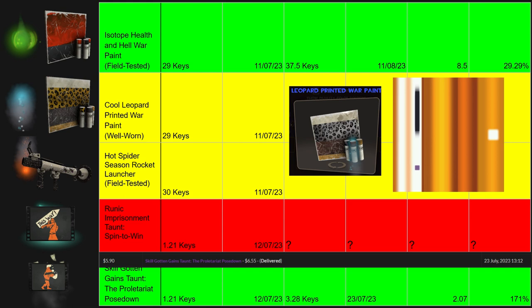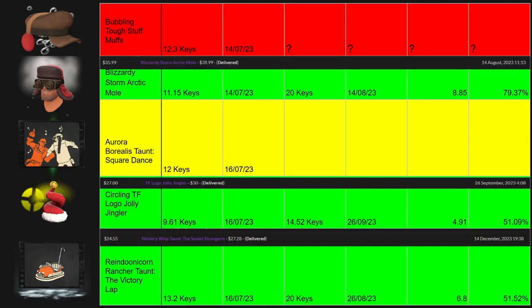Skill Gotten Gains, the Proletariat Pose Down. Unlike the other taunt, I actually sold this very fast for an extremely high margin, although it's only 2 keys profit. Bubbling Tough Stuff Muffs. A pretty underwhelming all-class hat. 12.3 keys seems like a good price to buy it for, but I have no clue what happened to it.